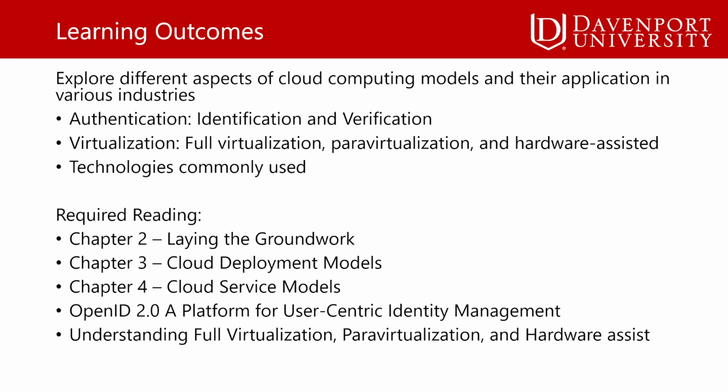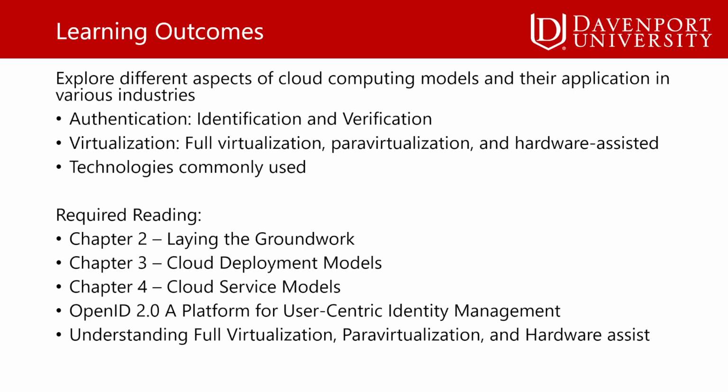First of all, authentication, which is the breakdown of identification and verification, as well as virtualization. So the different types: full virtualization, para-virtualization, and hardware assisted, as well as some of the common technologies used in cloud computing. For the required reading this week, we're going to read chapters 2, 3, and 4. Chapter 2 will focus more on some of these fundamental elements, such as authentication and virtualization. Chapter 3 will talk about the cloud deployment models. Chapter 4 will talk about the cloud service models.